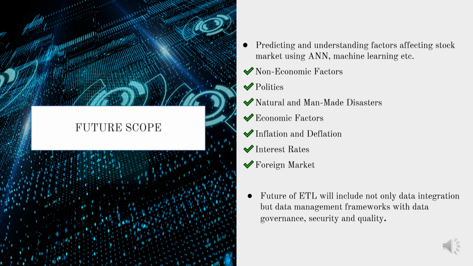Lastly, looking into the future scope of this project, stock market prediction is not very simple, and there are multiple factors that affect it, such as politics, natural and man-made disasters like the recent COVID pandemic, economic factors, foreign markets, interest rates, etc. Therefore, using new methodologies such as artificial neural networks, artificial intelligence, machine learning, etc., we can formulate better predictive analysis of the historic data.